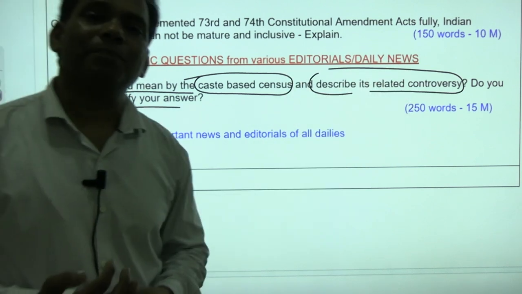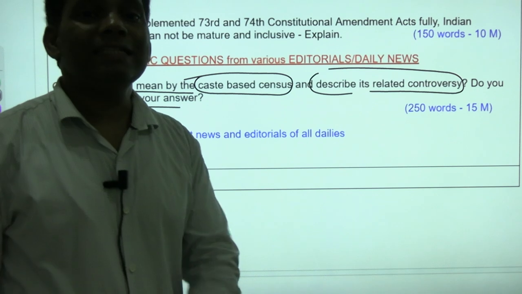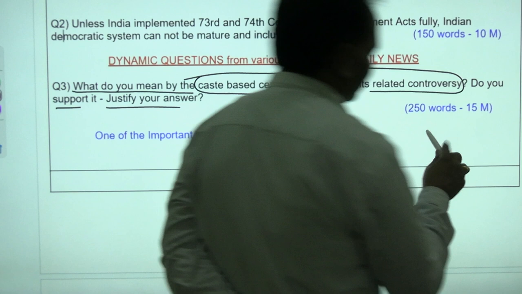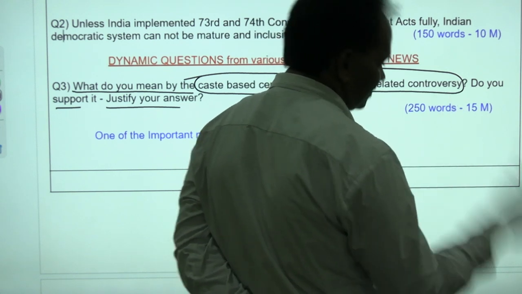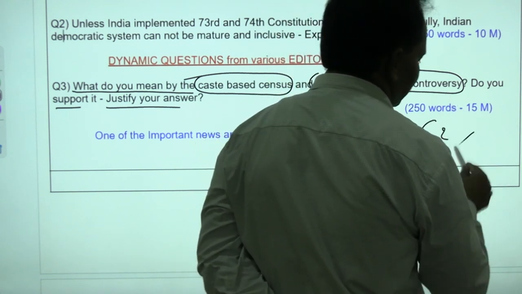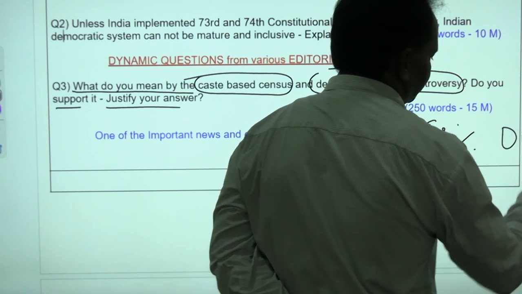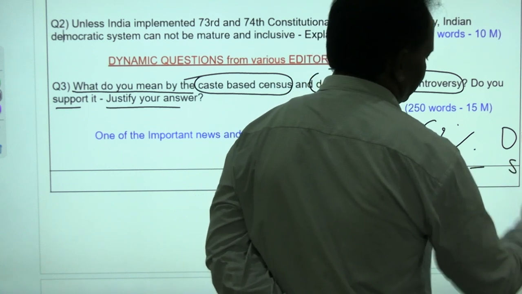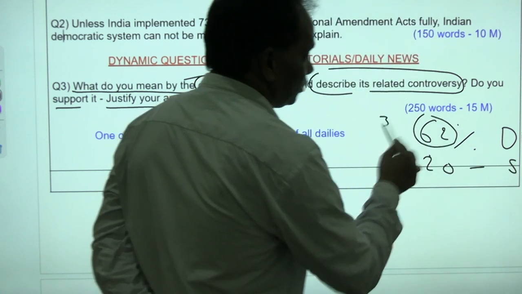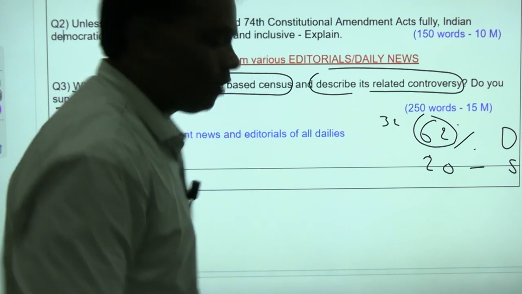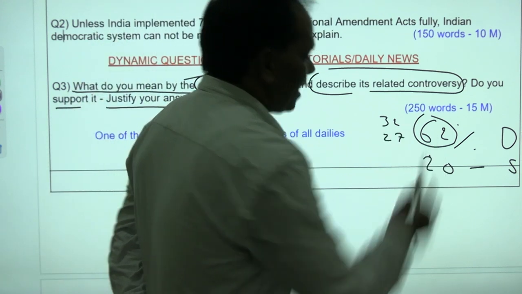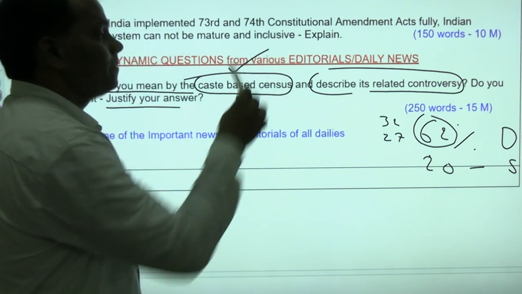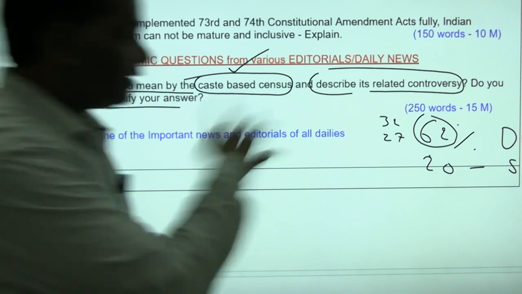Recently, a month back, the Bihar government released its caste-based census. According to the Bihar government's census in that state, around 62% come under the OBCs, and around 20% are SCs. Out of the 62%, 32% are extremely backward, and 27% are backward castes, OBCs particularly. The caste-based census points out the people's ratio in the entire population.